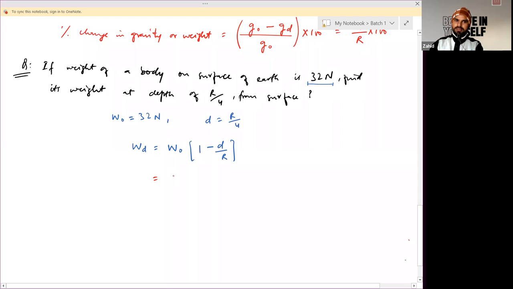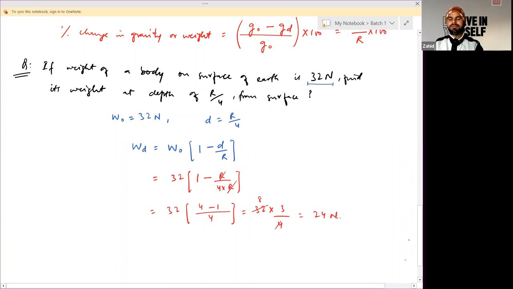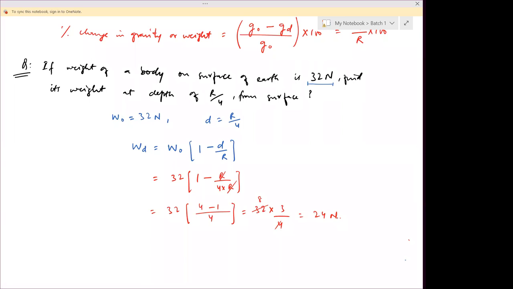Let's say W naught is 32, times 1 minus d, that is R by 4 into R. So this R and this R will cancel out. So 32, if we take 4 to be LCM, it will be 4 minus 1. So it will be 32 into 3 divided by 4. So 4 in 8 times, 8 into 3, it will be 24 Newton. Is it clear? Oh, yes, sir.